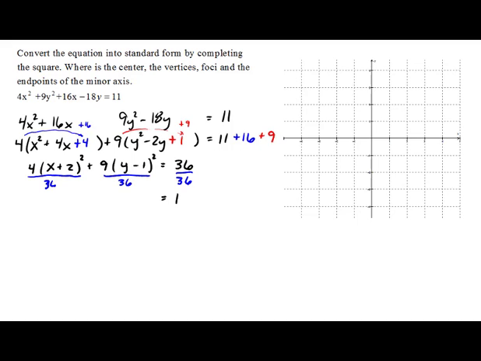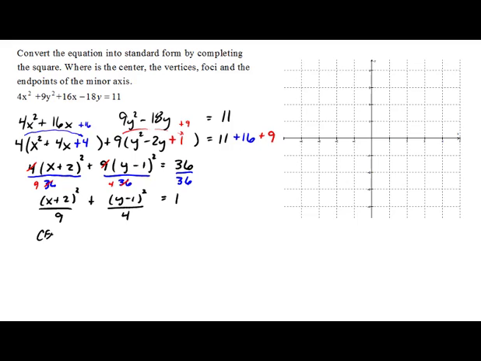And by doing so, we'll be able to cancel. We'll be left with an x plus 2, the quantity squared, over 9. So if you notice, the 4 will cancel with the 36, leaving a 9 in the denominator. The right side will be left with a y minus 1, the quantity squared, all over 4. And that's because the 9 and the 36 cancel, leaving a 4 in the denominator. So I have my standard form for the equation of this ellipse.